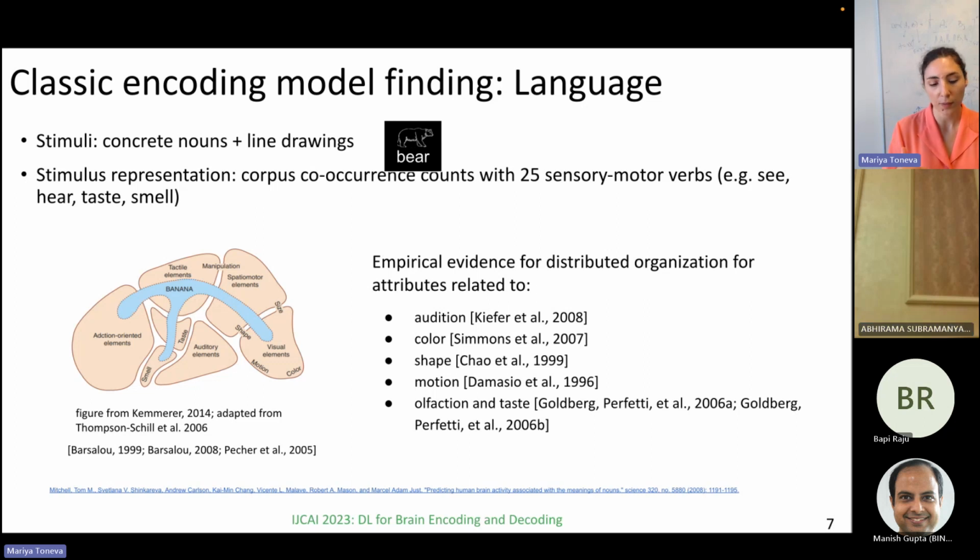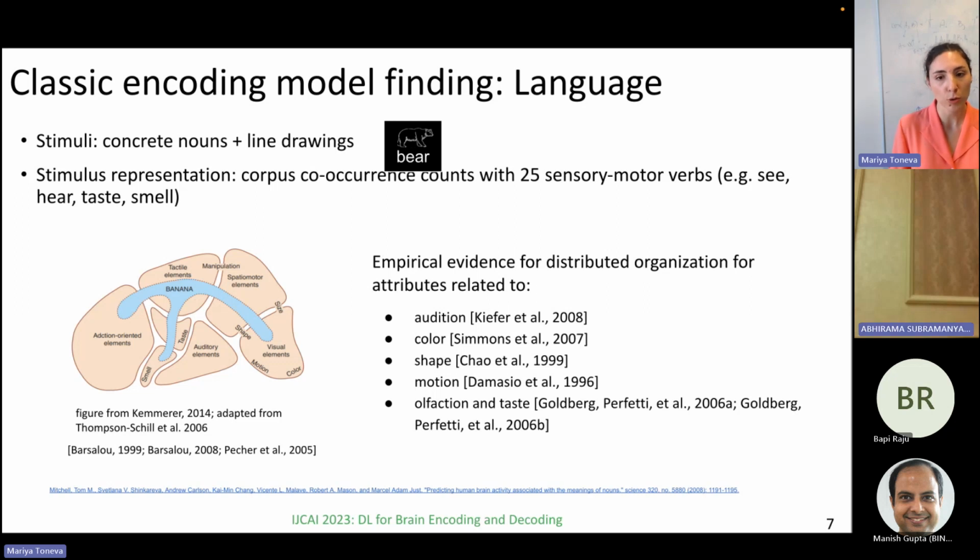senses in the brain. So audition and perception of color and shape, motion, and also action and taste. So the authors here chose 25 sensory motor verbs and looked at the corpus co-occurrence statistics of these 25 verbs in large amounts of text data to actually build the representation of the concrete nouns.